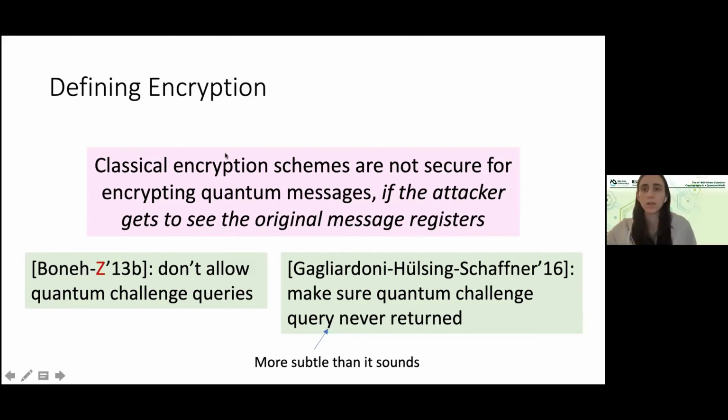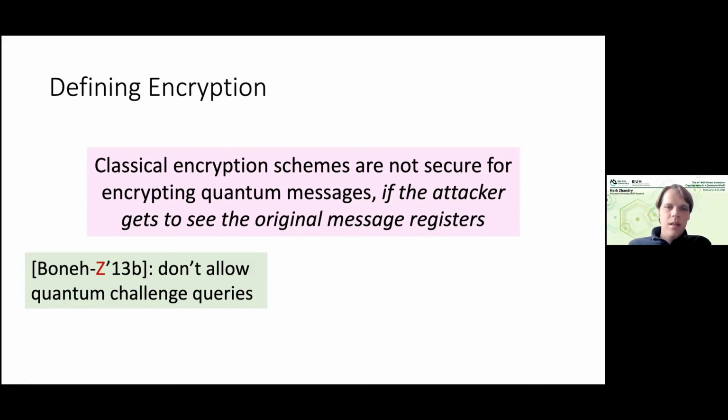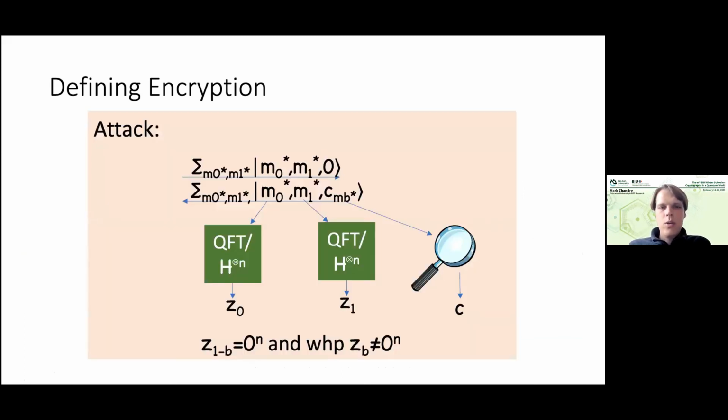Can you just, when you say make sure the quantum challenge query is never returned, can you explain what that means? Yeah, so it's subtle. So you could imagine, the normal query model for quantum queries, the response to the query actually includes the original inputs in the response. And this was needed to make the operation unitary.